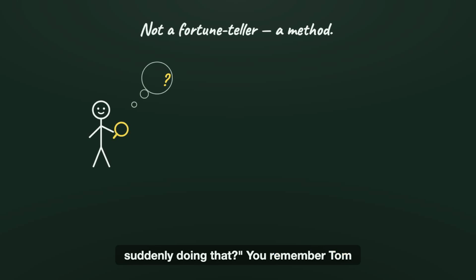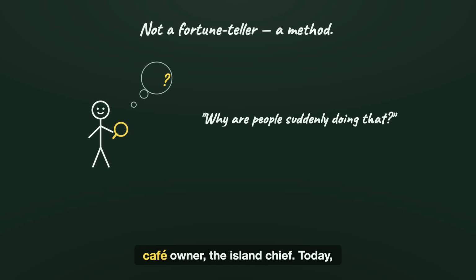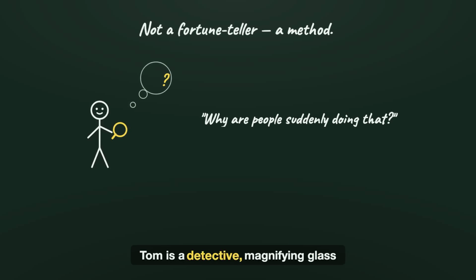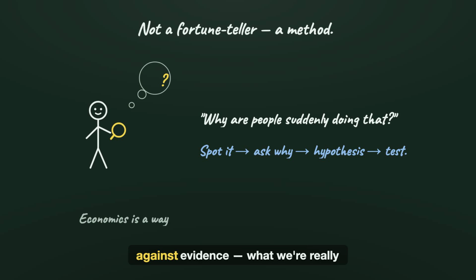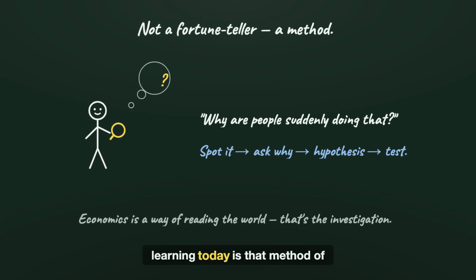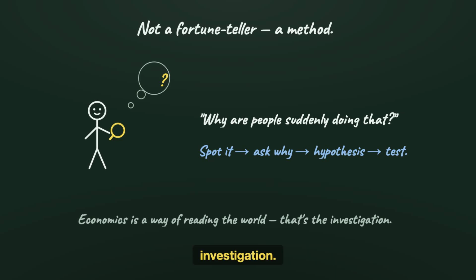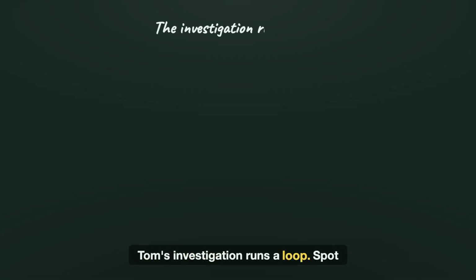You remember Tom, the shopper picking coffee, the cafe owner, the island chief. Today, Tom is a detective, magnifying glass in hand. Spot the phenomenon, ask why, form a hypothesis, test it against evidence. What we're really learning today is that method of investigation. Tom's investigation runs a loop. Spot something strange. Say, iced coffee sales went up in cold weather.